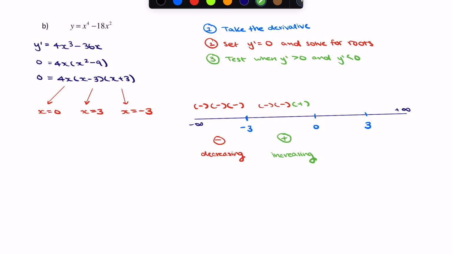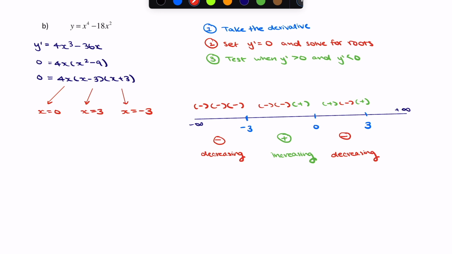Then from 0 to 3, sub in 1. So 4 times 1, that's positive. 1 minus 3, that would be negative. And then 1 plus 3 would be positive. So positive times negative will give us a negative value. This means that it is decreasing from 0 to 3.